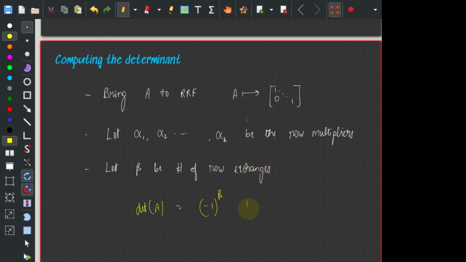So 1 by the product of the multipliers. Right? Because the determinant of the reduced form would be equal to -1 raised to beta times alpha 1, alpha 2, up to alpha k. Correct. But that is 1. Or 0. Correct.